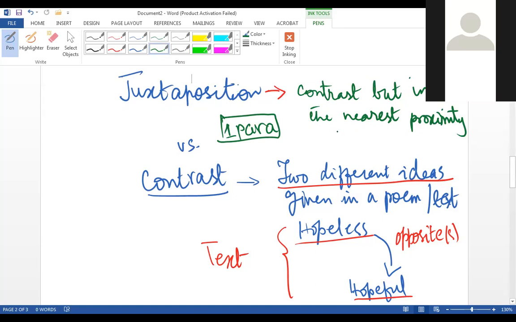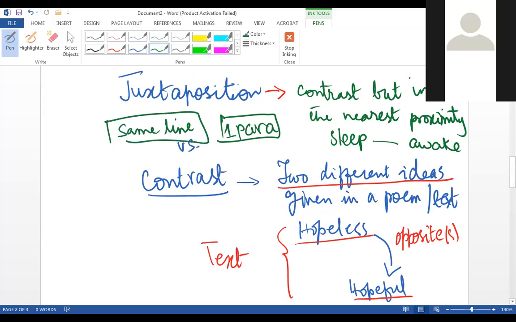So, for example, let's say in a poem it says sleep, and it can be within the same line also: sleep, awake. Or it could be morning and night. All of these expressions, if you find them within the same paragraph or within the same line. Is this clear? Contrast is taking into account an overall text.